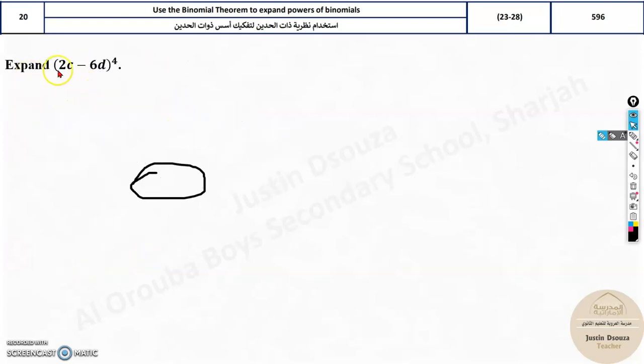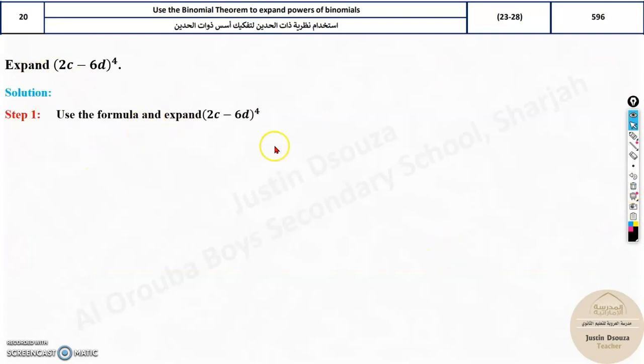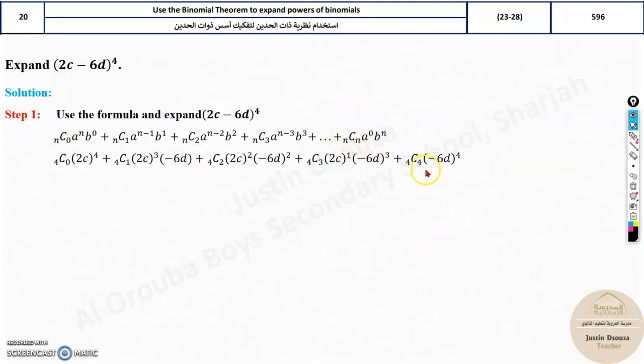Now you can see over here they have just told you to expand. That means you have to do the entire expansion. Same thing, use the formula over here. It ends at 4c4. Sorry, this is the stopping point. It starts with 4c0. And now all the terms, this is a term. Use brackets when there is more than one term, always. And even if there is a negative, use brackets.